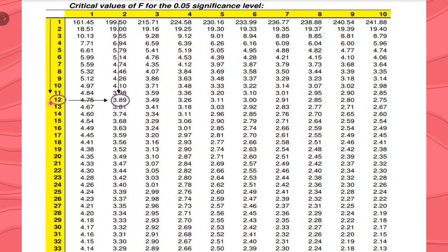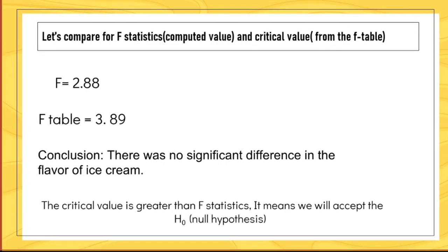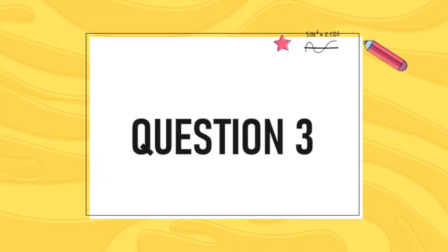So it is 3.89. And for the last part, let's compare the F statistics, or the computed value, and the critical value from the F table. Our F is equals to 2.88, and for our F table we have 3.89. For our conclusion, there was no significant difference of ice cream. So, the critical value is greater than the F statistics. It means that we will accept the H0, also known as the null hypothesis. That's all. Thank you.